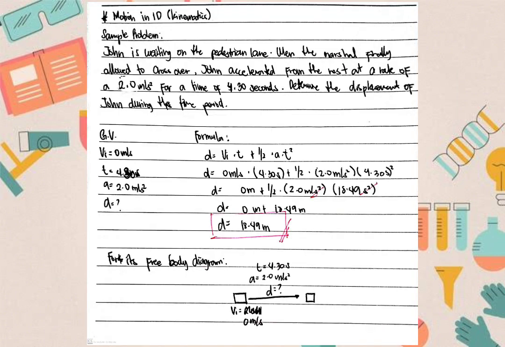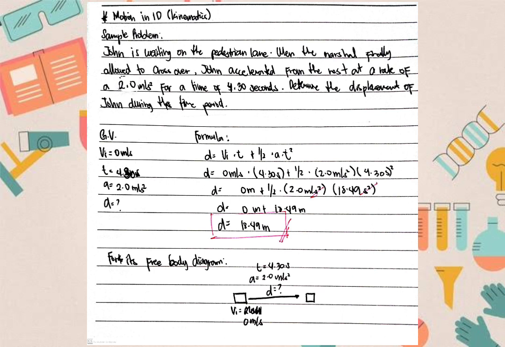For this sample problem in motion in 1D kinematics, John is waiting on a pedestrian lane. When the marshal finally allowed him to cross over, John accelerated from rest at a rate of 2.0 meters per second squared for a time of 4.30 seconds. Determine the displacement of John during the time period. First thing to do is to list down all the given values. Initial velocity of 0 meters per second, the time is 4.30 seconds, and acceleration is 2.0 meters per second squared, and the displacement is missing.